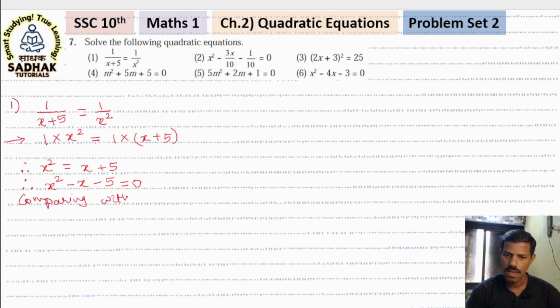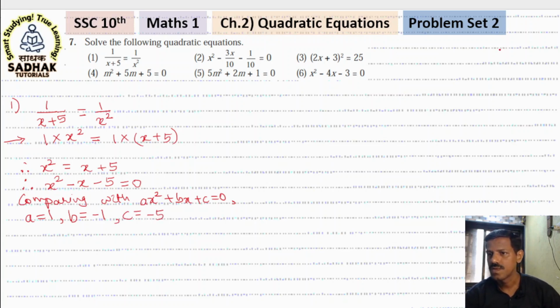So comparing with ax square plus bx plus c is equal to 0, we get a is equal to 1, b is equal to minus 1, and c is equal to minus 5. So we have to find the factors of minus 5 in such a way that their addition or subtraction should be minus 1. Now we know that 5 is a prime number, so the only possible factors of 5 are 5 and 1.